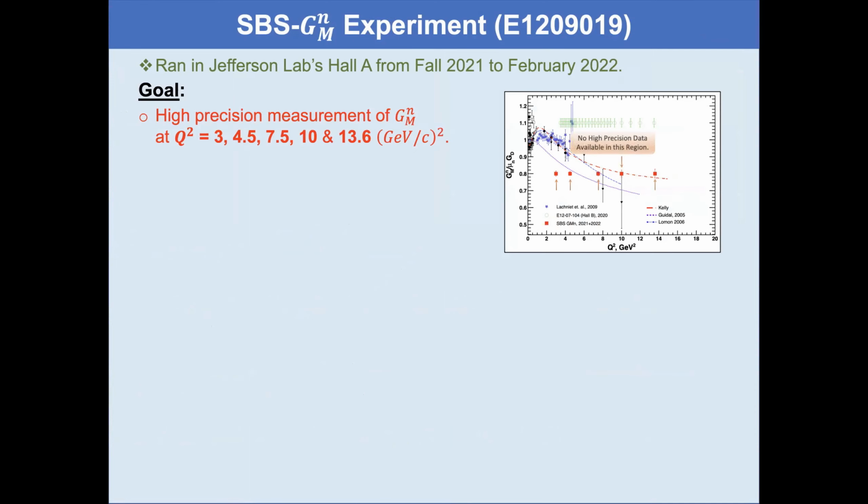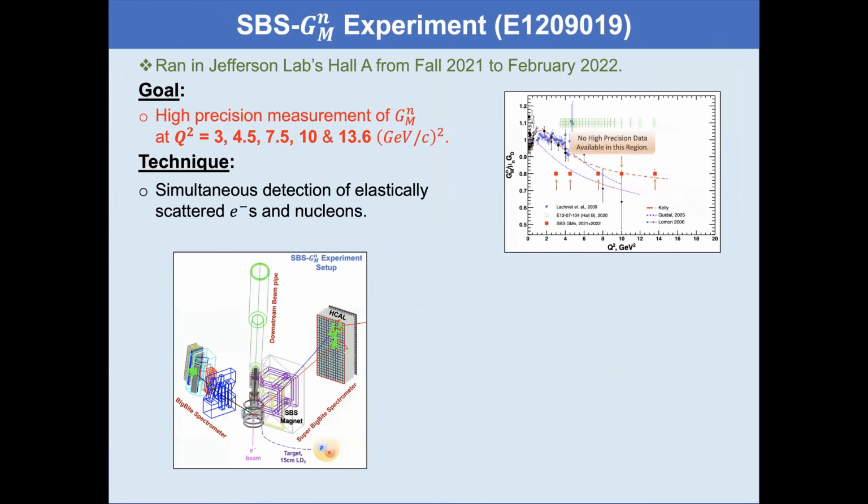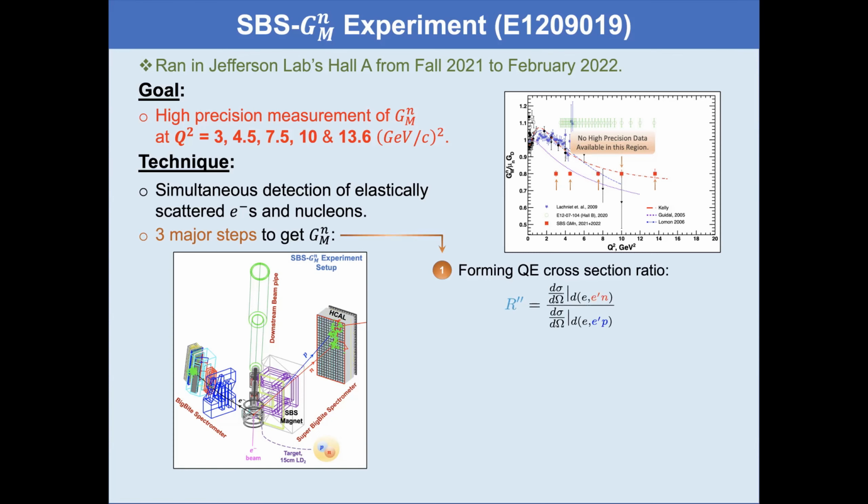The technique is to scatter electrons off a deuterium target and simultaneously detect the elastically scattered electron and the corresponding nucleon to get the quasi-elastic neutron to proton scattering cross-section ratio R double prime. The next step is to get the elastic scattering cross-section ratio R prime via nuclear correction and finally extract GMn.